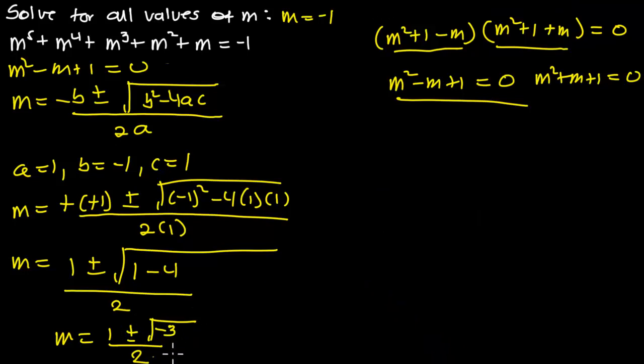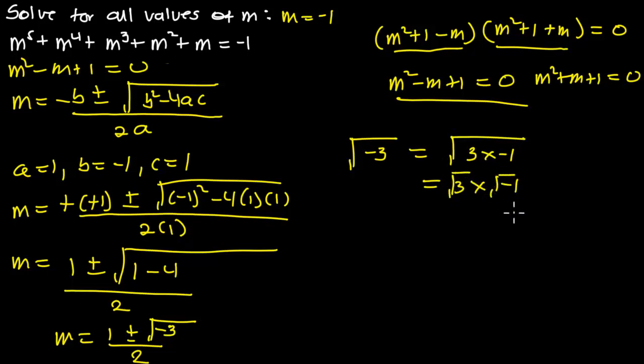Now from here, let us consider the square root of negative 3. This can be written as square root of 3 times negative 1. Here we can distribute the square root as square root of 3 times square root of negative 1. And the square root of negative 1 is going to give us an i. So here we are going to have square root of 3i. So in place of square root of negative 3, we are going to have square root of 3i over there.